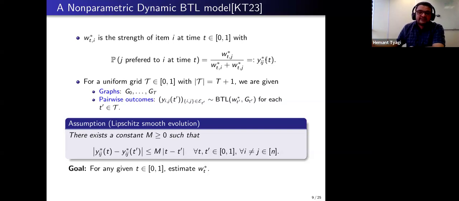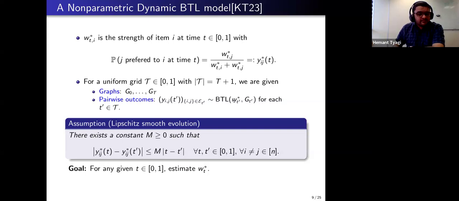But the data is given to us at discrete time points. So consider a uniform grid calligraphic T, which has T plus 1 time points. At each grid point, we have a graph GT. So we have these T plus 1 graphs, sorry. And at each grid point t prime, I'm given these pairwise outcomes, Yij of t prime, which are generated from the BTL model at that grid point t prime. So we just have a sequence of BTL models at each grid point, and each BTL model is defined by G t prime and the strength vector WT star prime.